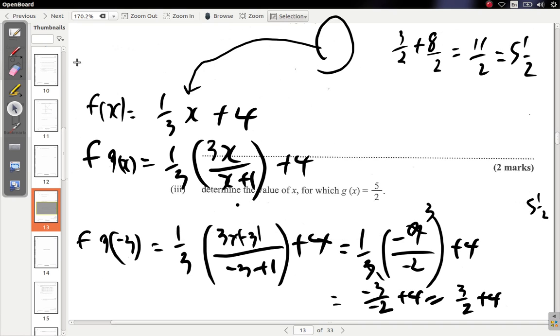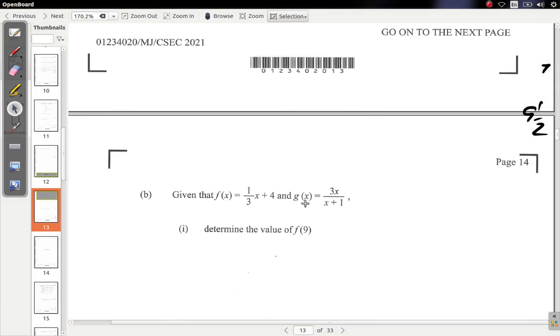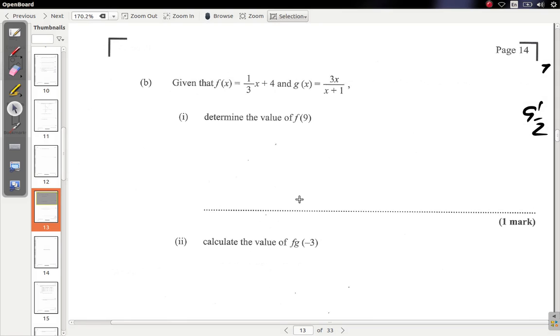After that, you have more work to do. Alright, the answer is 5.5, so let me just delete everything here and put back the 5.5 for this one and the 7 for part A. Determine the value of x for which g of x is 5 over 2. So g of x equal 5 over 2. You must determine the value of x, what x will be.